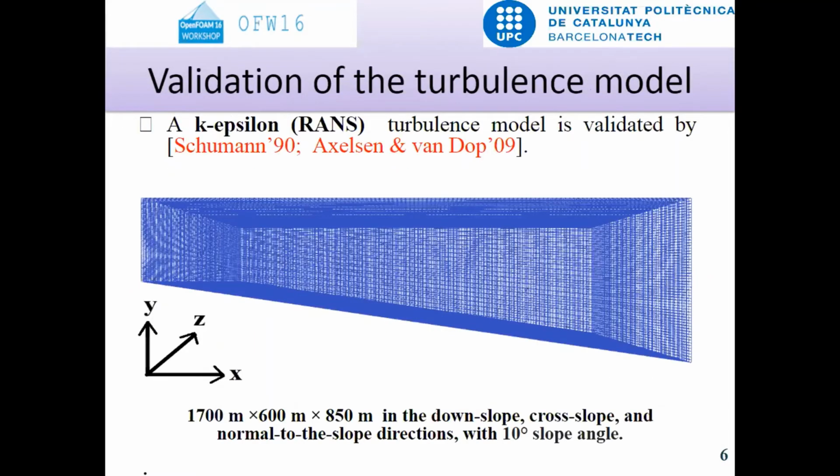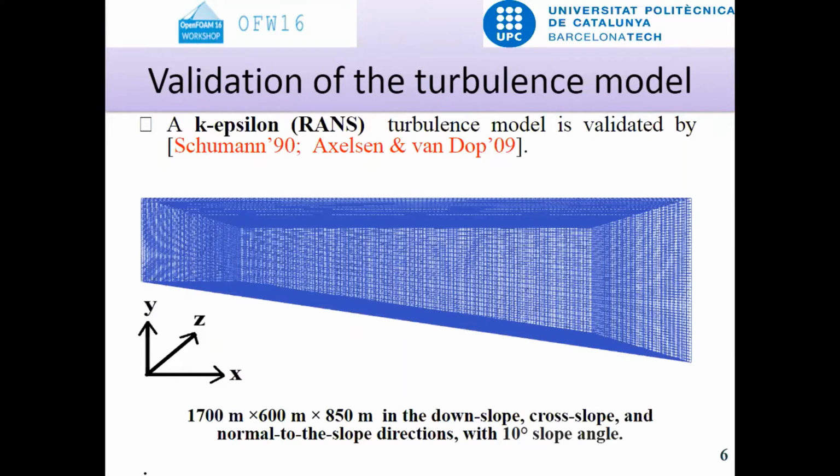To validate the turbulence model, we took a paper by Axelsen and Schumann. Axelsen validated Schumann's model with higher order schemes. His model is a 3D slope with an angle of 10 degrees.